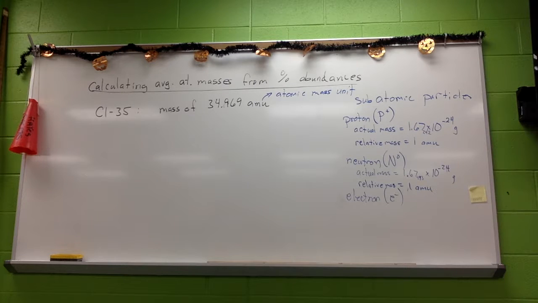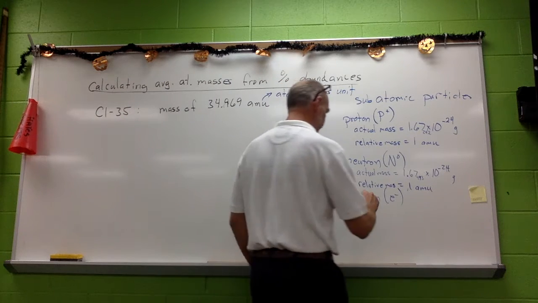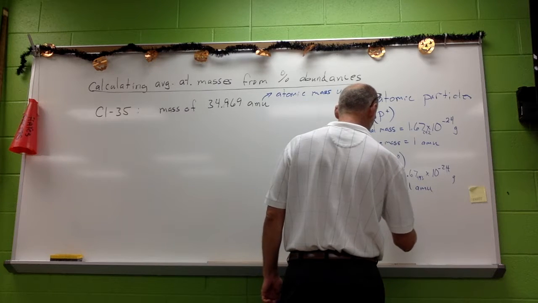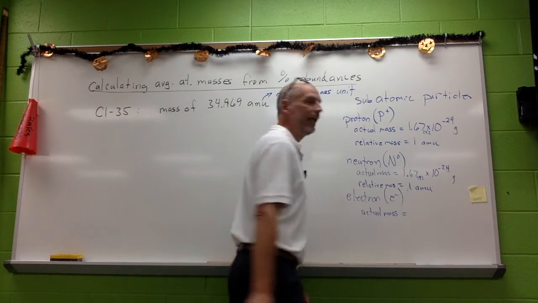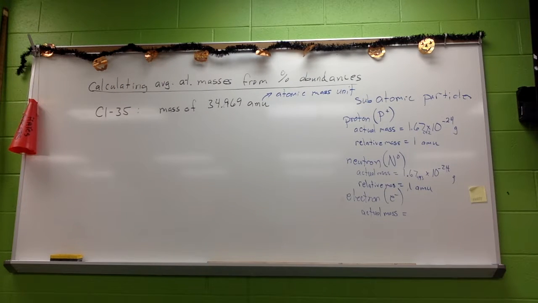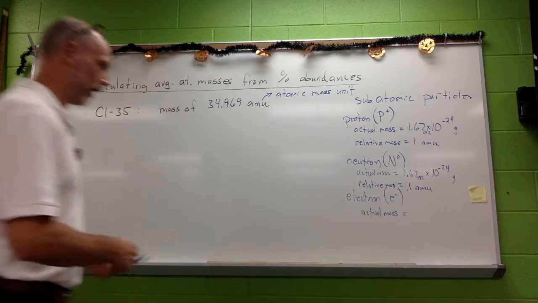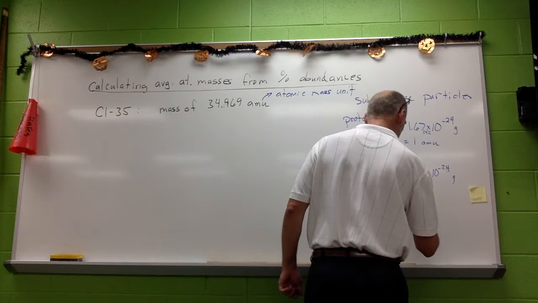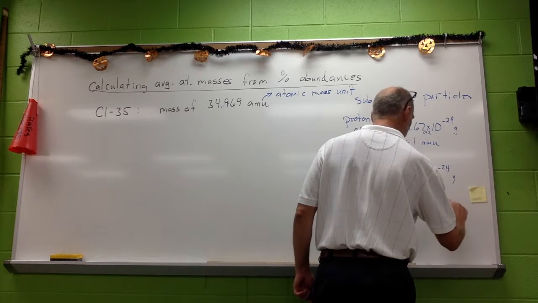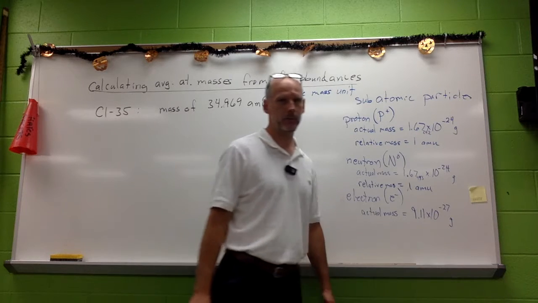What's the mass number for chlorine? 35. For chlorine-35, it's 35. All right. Anyway, electron, actual mass. By the way, what's the charge on a neutron? It is neutral. It has no charge, and the charge of an electron is 1 negative charge. So actual mass, 9.11 times 10 to the negative 27th grams.